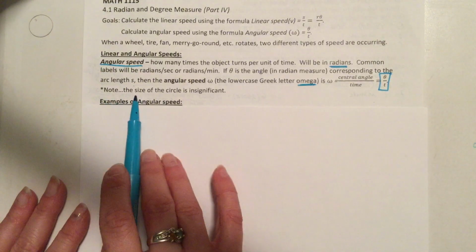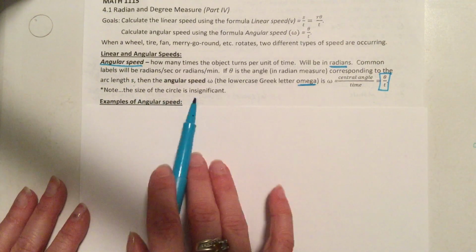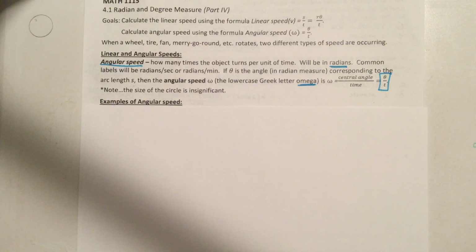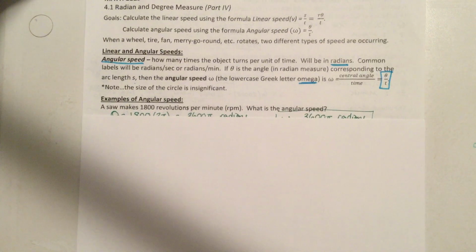Okay, and it says, note, when we are figuring out angular speed, the size of the circle is insignificant. At no time when you're figuring out angular speed do you need to know the diameter or the radius. You just need to know how much of a rotation you had, so how many revolutions, based off of how much time. Let's just go ahead and do some.